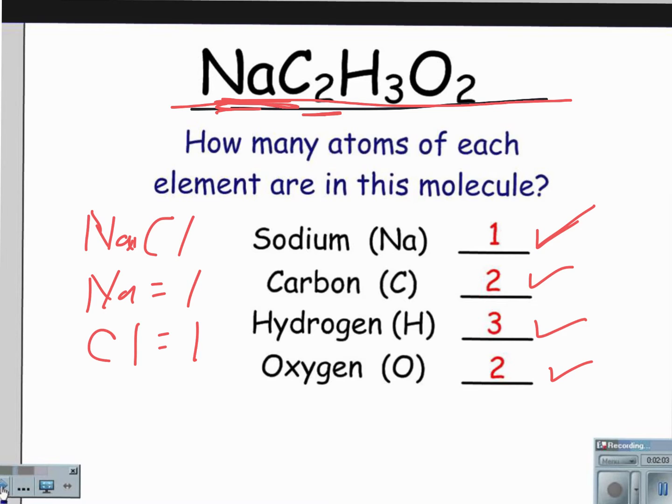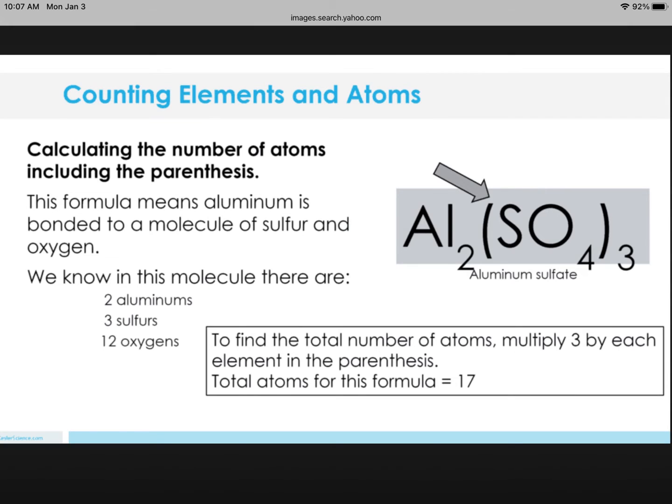Now, the way this can change is if you have parentheses or a number in front, and that can change the subscripts that are there at the bottom. But for now, when you have a compound like this, you just go by the number that you have at the bottom, assuming that your coefficient is 1, and that's what gives you these totals right here. Any questions so far? Are we okay? Now, if you have parentheses, that's going to be a little different.